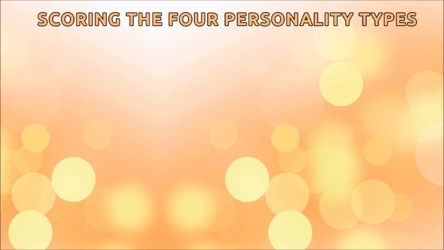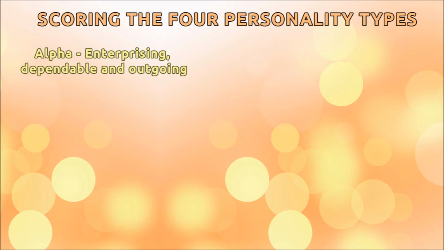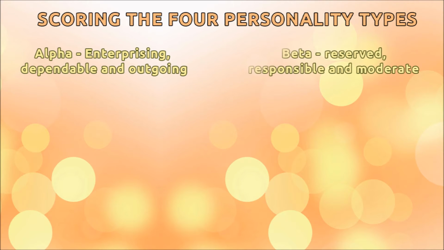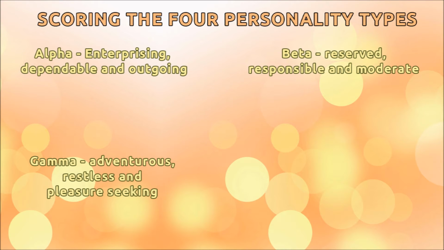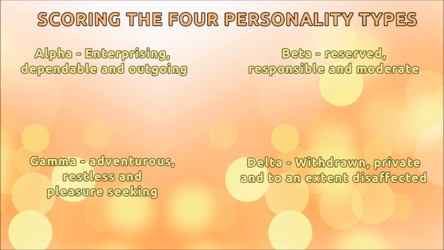And from these 20 folk concept scales, we get the 4 personality types. Alpha, which is enterprising, dependable, and outgoing. Beta, which is reserved, responsible, and moderate. Gamma, which is adventurous, restless, and pleasure-seeking. And finally, Delta, which is withdrawn, private, and to some extent, disaffected.